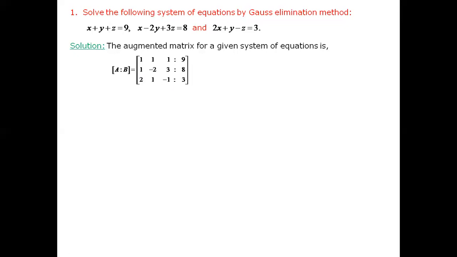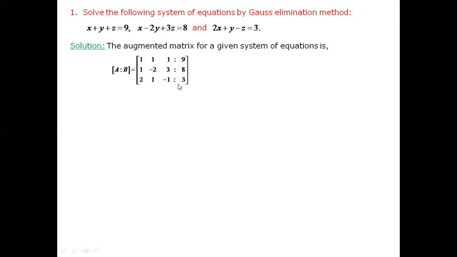Once you write the augmented matrix, we know the second step says we have to reduce this augmented matrix to echelon form. This echelon form we have already discussed in the problems of rank. So let us apply the same procedure. We know echelon form means the leading entry of each row must be a non-zero element. The elements below the leading entry must be zeros.